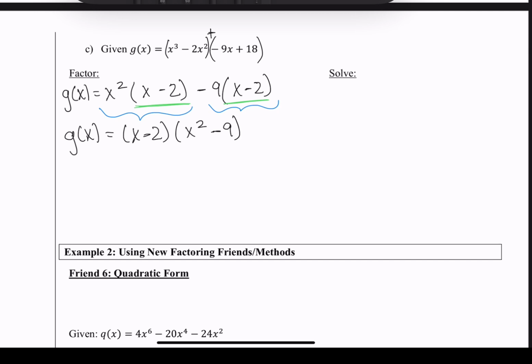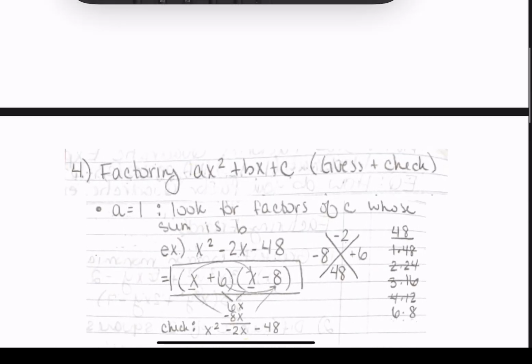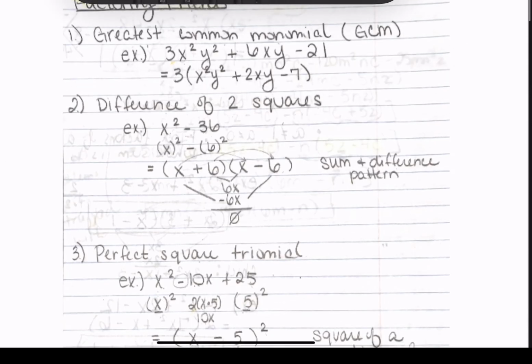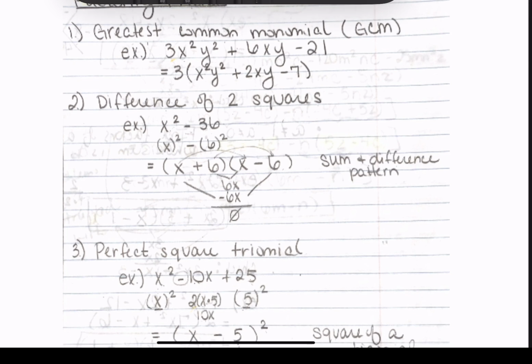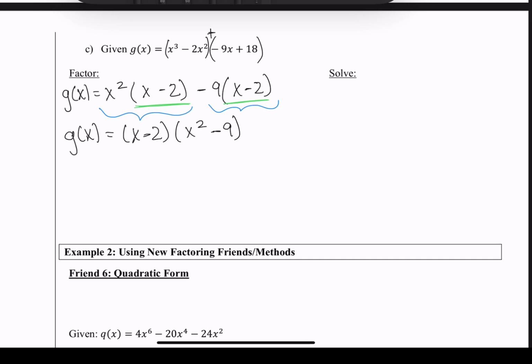Now you won't believe this. We're not done. Do you notice x squared minus 9? X squared minus 9 is a difference of 2 squares, and therefore can be factored into a sum and difference pattern. So x squared minus 9 can further be factored into a sum and difference pattern.